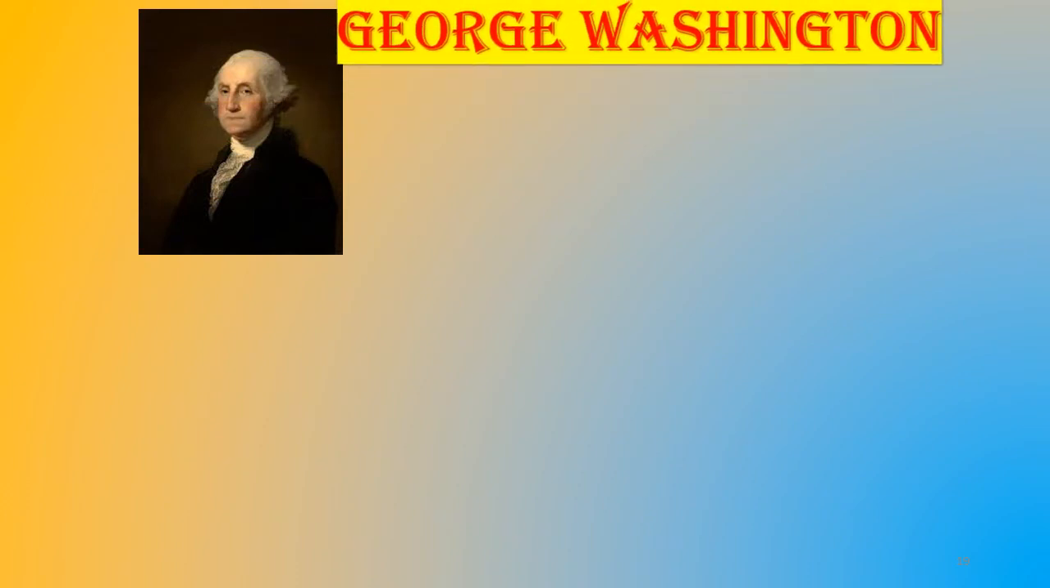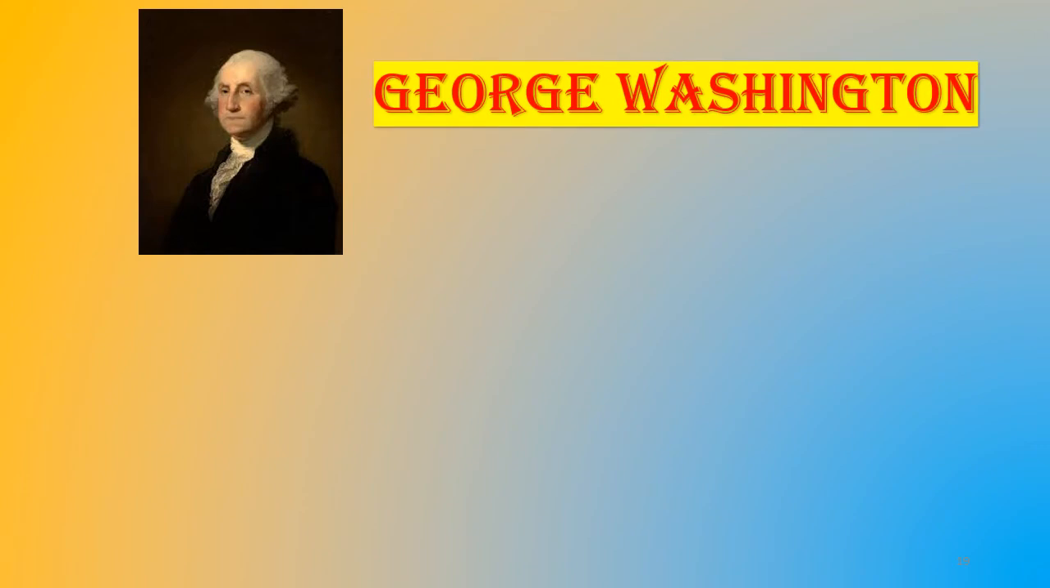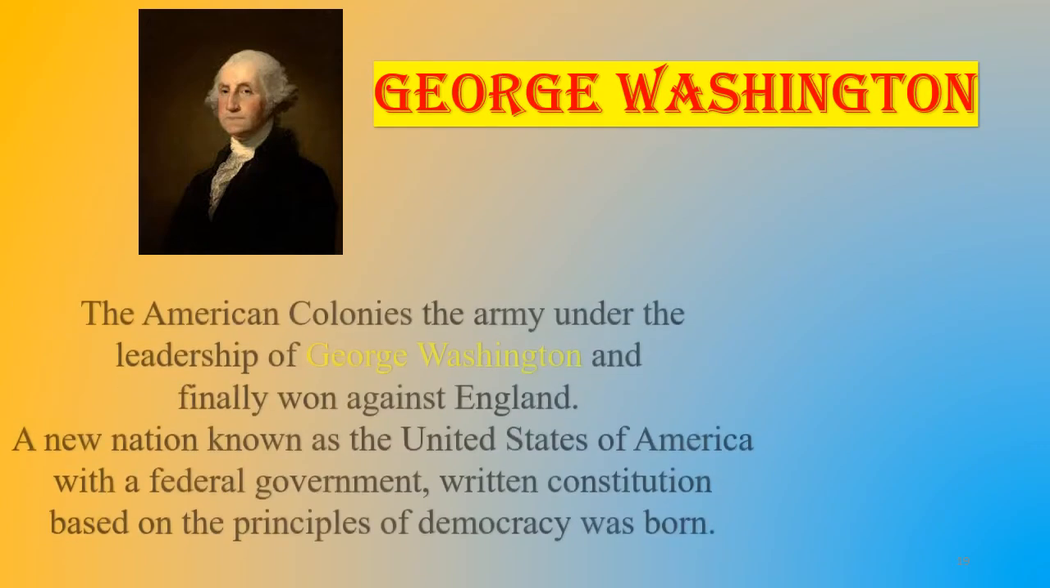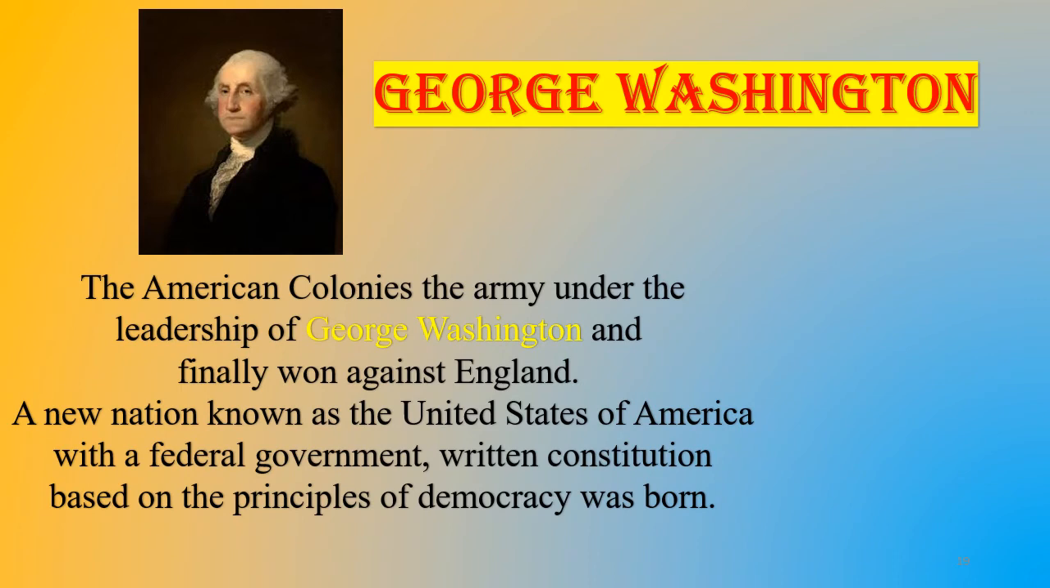Children, what is this picture? It is George Washington. Very important part, children. Under the leadership of George Washington, the American colonies finally won against England, and a new nation known as the United States of America, with a federal government and a written constitution based on the principles of democracy, was born.